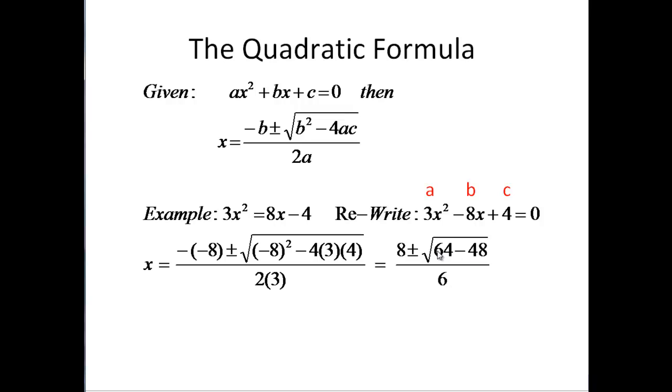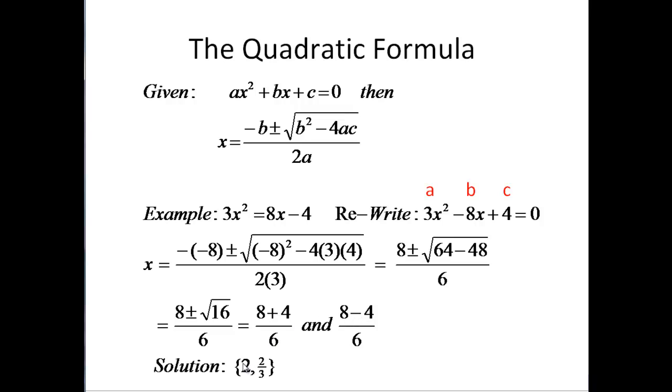I can simplify this. 64 minus 48 is 16. Now I can take the square root of 16. It is 4. So I get 8 plus 4 divided by 6, and I also get 8 minus 4 divided by 6. Again, you have a plus and a minus, so you get two different parts. This one simplifies into 12 divided by 6, which is 2. This one simplifies into 4 divided by 6, which reduces to 2/3.